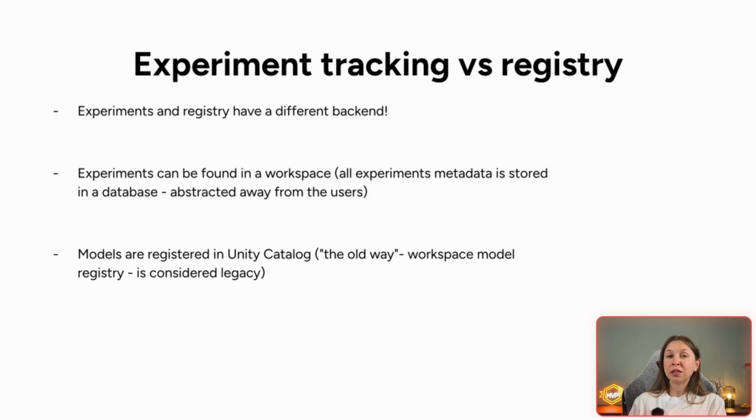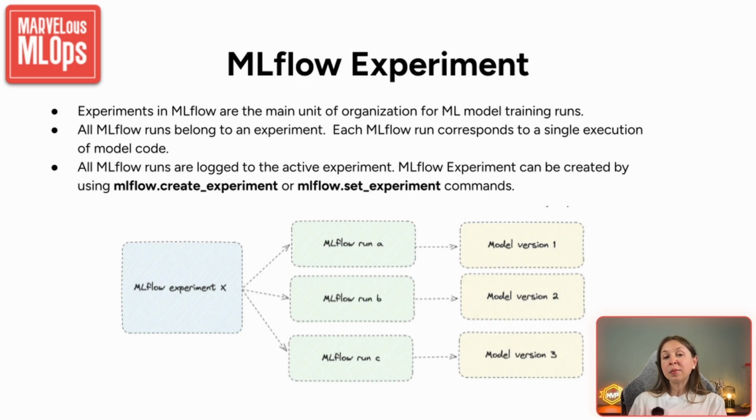Experiment tracking and model registry have different backends. Experiments can be found in a workspace, while models are registered in Unity Catalog. There is also the old way of registering models in the workspace, but it is a legacy, and we are not going to cover that. Experiments in MLflow are the main unit of organization for ML model training runs. All MLflow runs belong to an experiment, and each MLflow run corresponds to a single execution of model code.